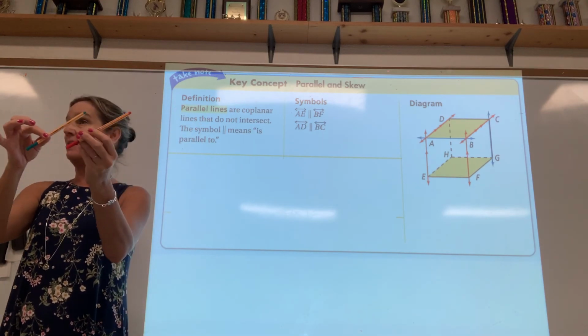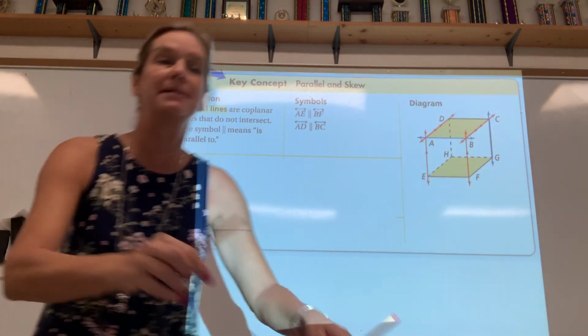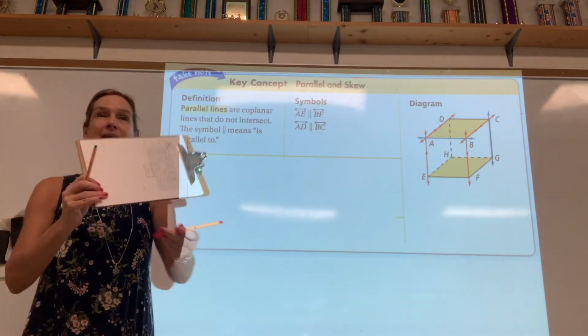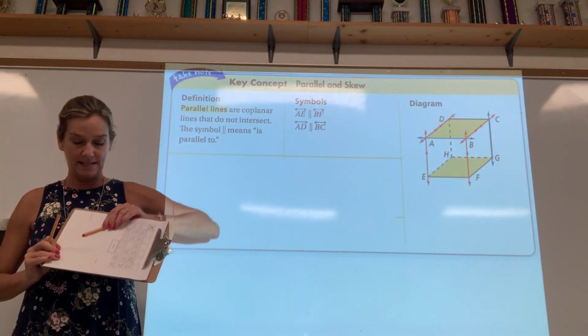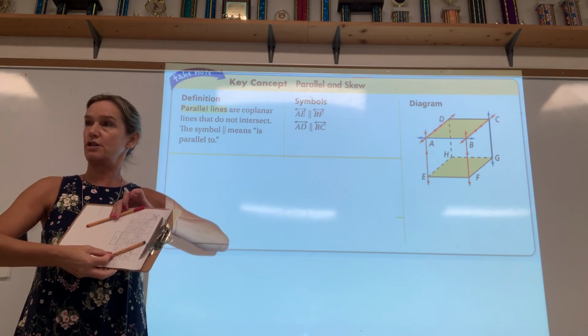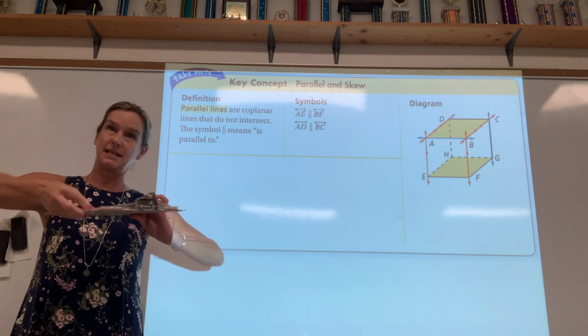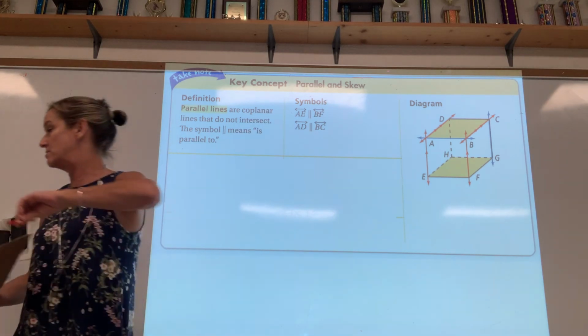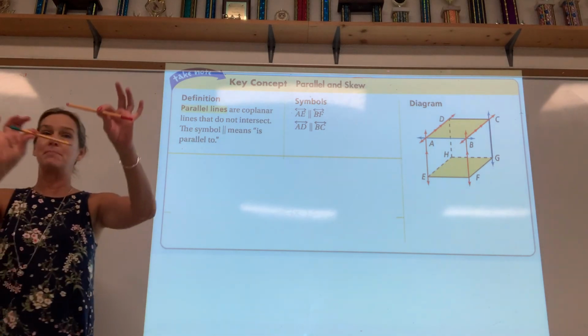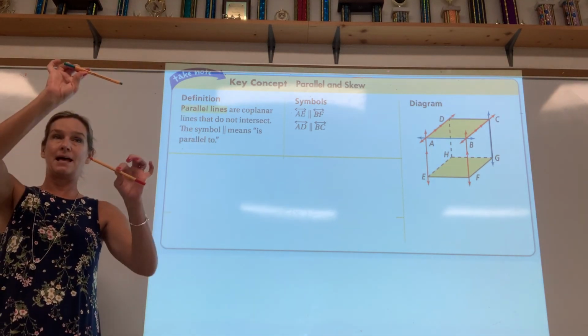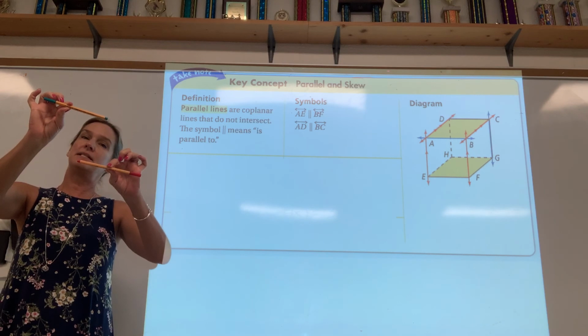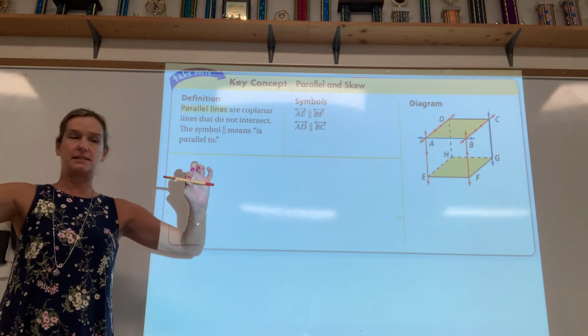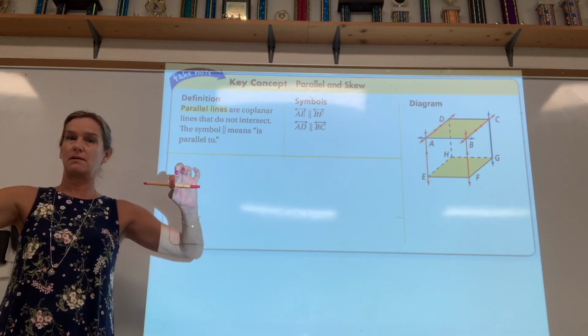So when I say plane, visualize a piece of paper. Could a piece of paper contain these two lines? If I did it like this, sure. Would they still, if I tilted it like this, like this, like this? Okay, so parallel lines have to be in the same plane. But if I did this, are they still parallel?